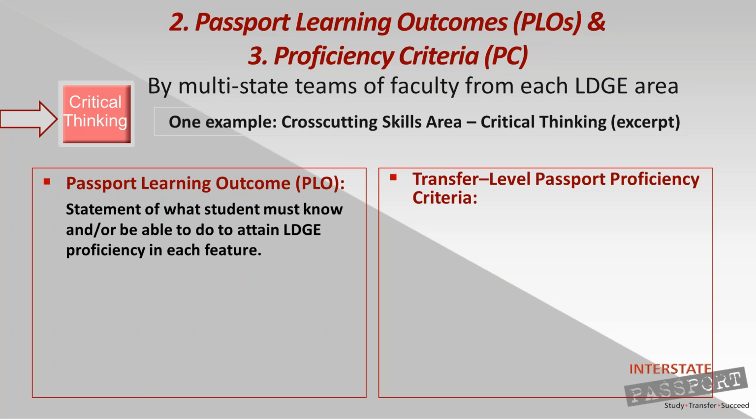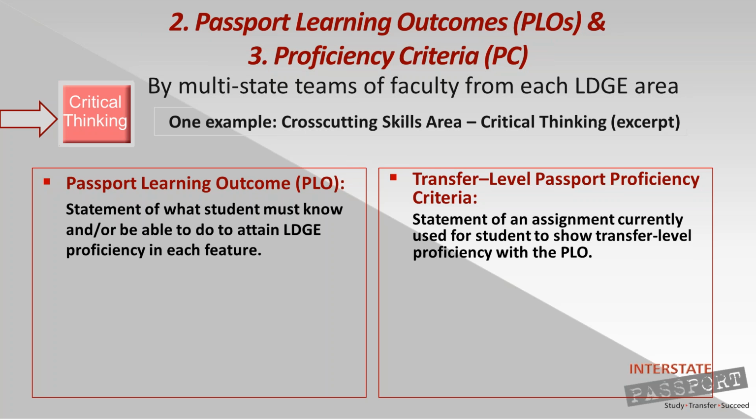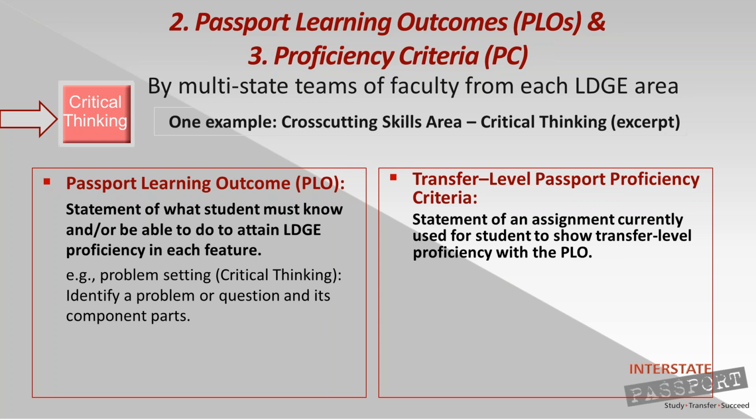features within an area. The proficiency criteria, on the other hand, are statements of assignments that currently are used by faculty to enable students to show that they have developed and accomplished the transfer level proficiency with each of the passport learning outcomes. An illustration of a passport learning outcome in critical thinking.